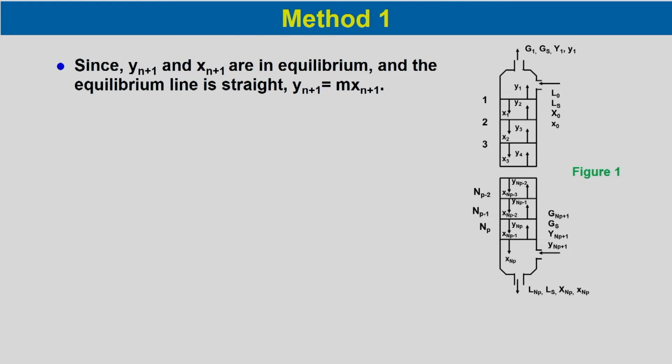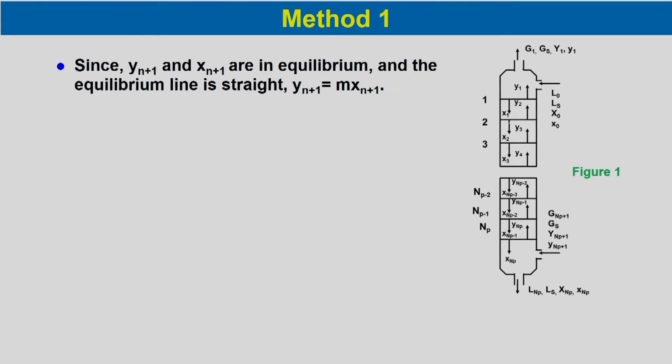Now, y n plus 1 and x n plus 1, that is, at any tray, if you take the components of the gas and liquid coming out from that tray, like in the case of tray 2, the vapor or gas going out is y 2, and the liquid coming down from that tray is x 2. These outgoing streams will be in equilibrium.